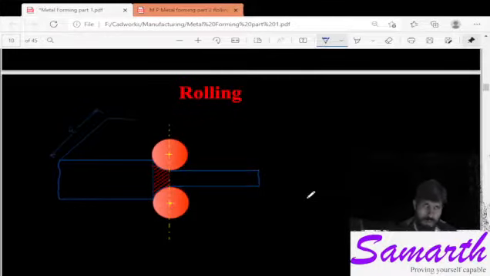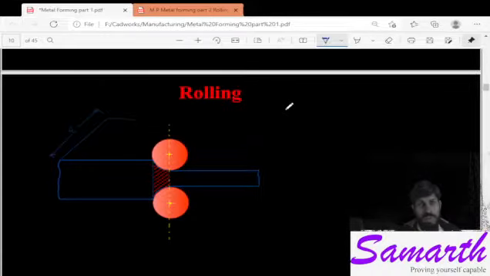Now, from here we are going to start our rolling process. Here, how rolling is done and what is the purpose. You can see in this figure, this is a sheet metal. If you want to reduce the thickness of this sheet metal while keeping the volume the same for this object, it is possible by the rolling method or rolling process.